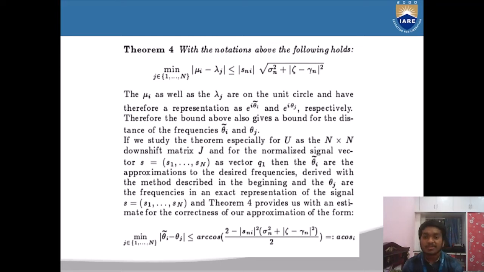The mu_i as well as the lambda_j are on the unit circle, and therefore have a representation as e to the power i theta_i bar and e to the power i theta_j respectively. Therefore, the bound above also gives a bound for the distance of the frequencies theta_i bar and theta_j.